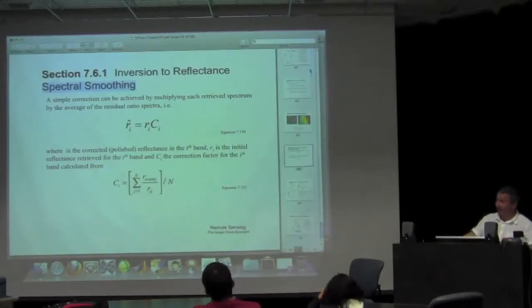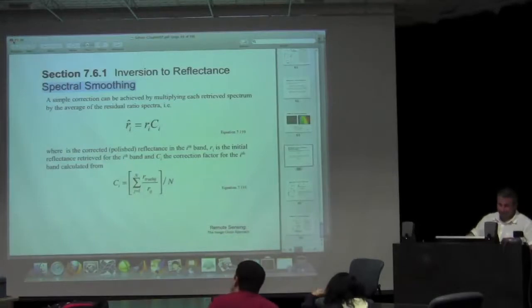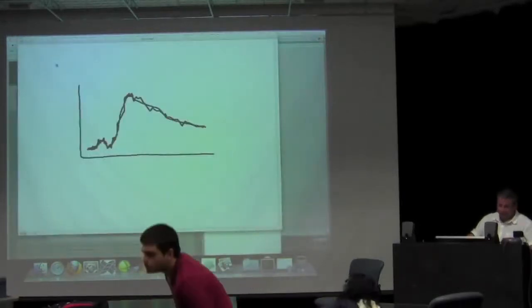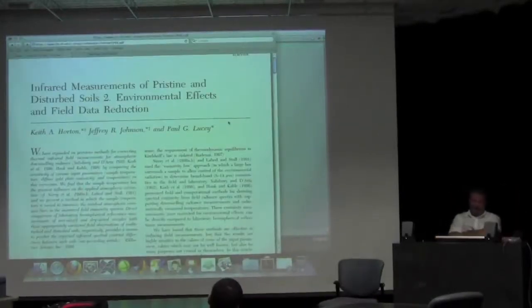All right, let's take a little break, and then come back and we'll take a look at an example of how you do this in thermal, or the use of thermal hyperspectral data to derive emissivity. We talked about deriving reflectance by correcting the atmosphere, but the thermal is a little trickier.